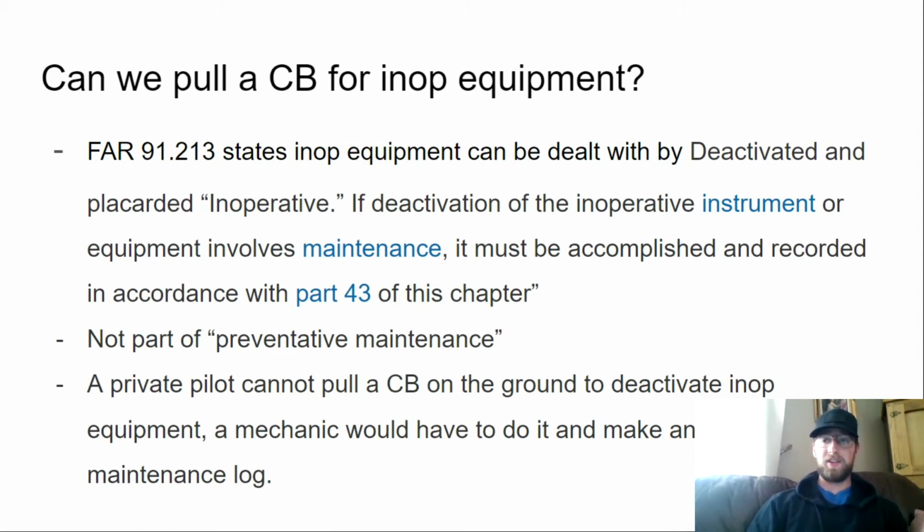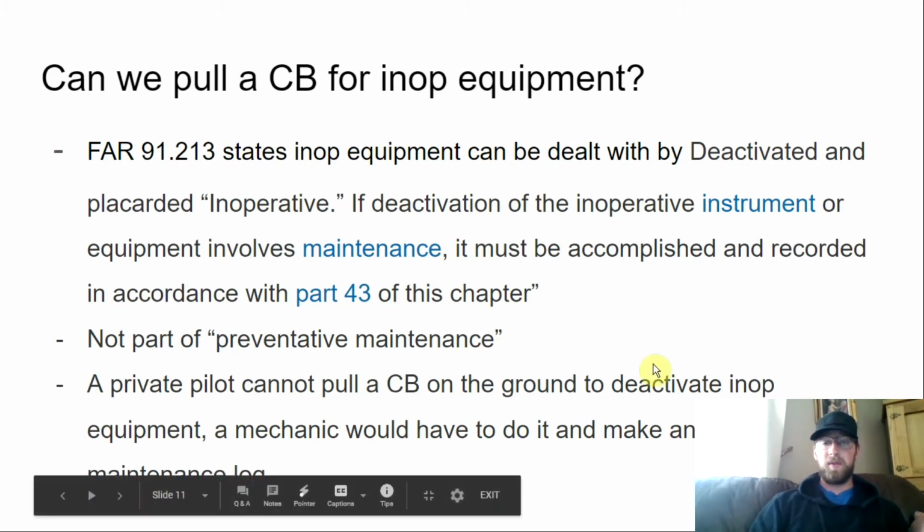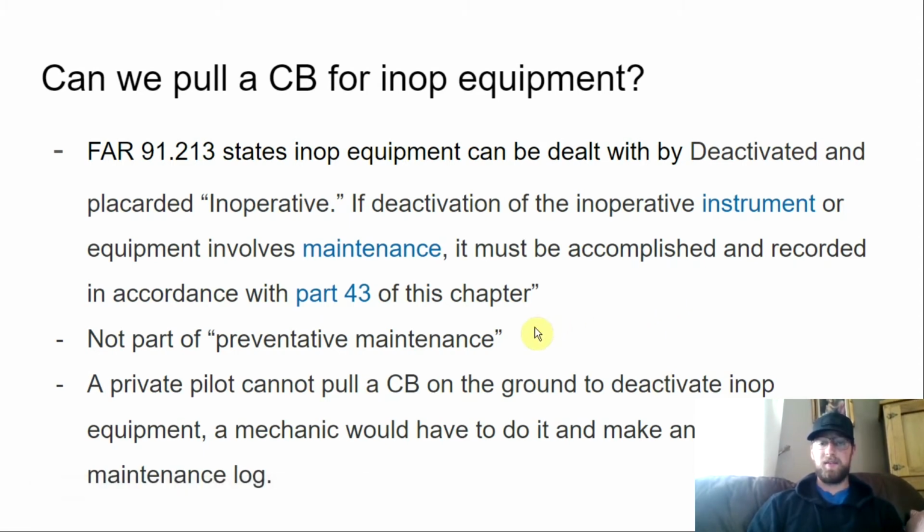However, if the deactivation of the inoperative instrument or equipment involves maintenance, it must be accomplished in accordance with FAR Part 43 of this chapter, so a mechanic needs to do it. That begs the question, is pulling a circuit breaker on the ground to deactivate it part of preventative maintenance that we as private pilots are allowed to perform? And that is not the case. If you look in Part 43, pulling circuit breakers on the ground is not part of preventative maintenance. A private pilot cannot pull a circuit breaker on the ground to deactivate inoperative equipment. A mechanic would have to do it and make an entry in the maintenance log. Okay?